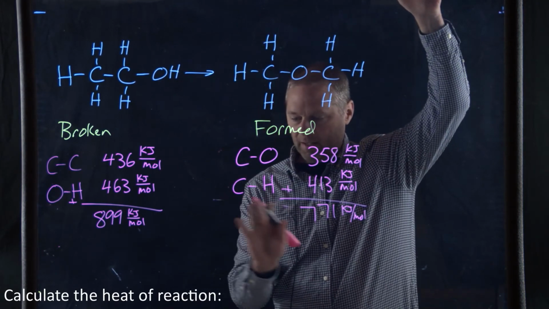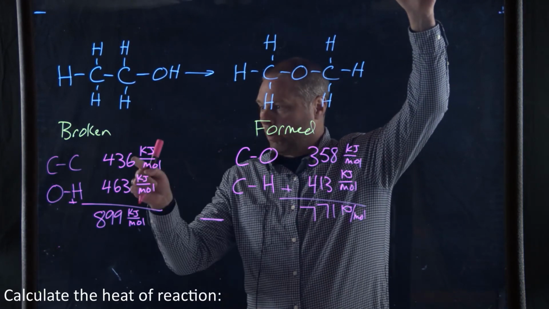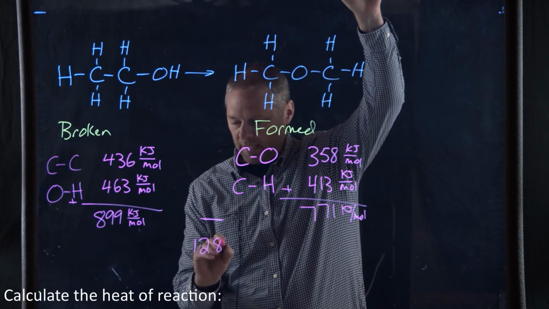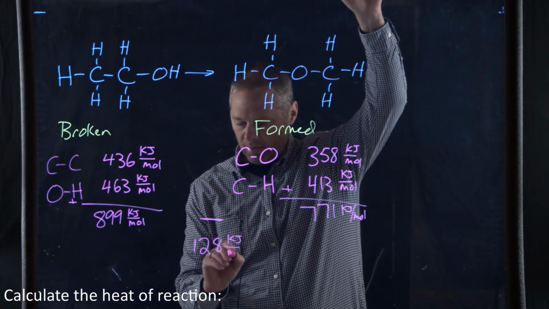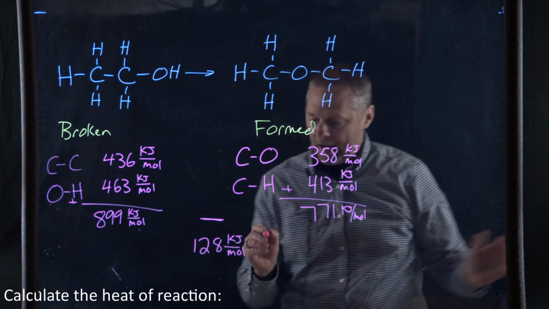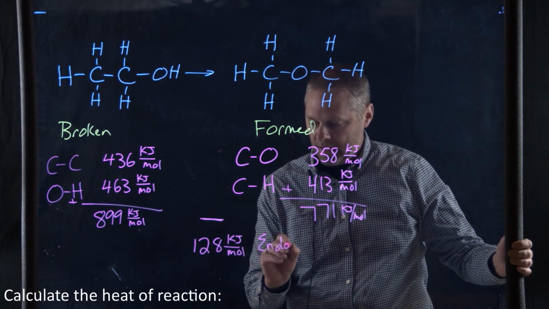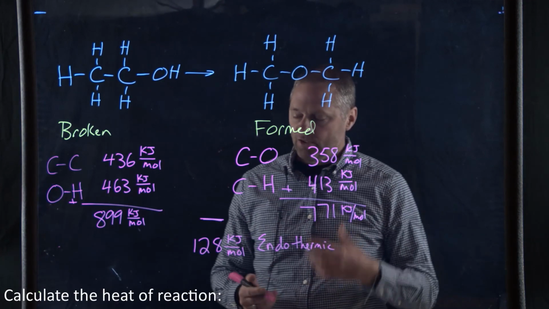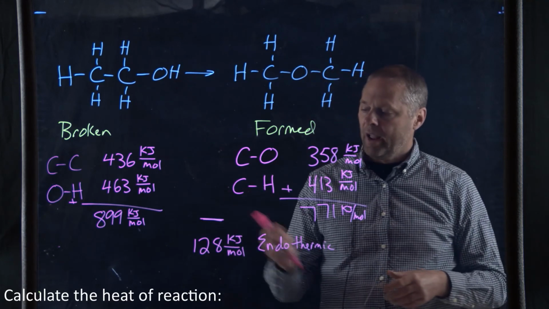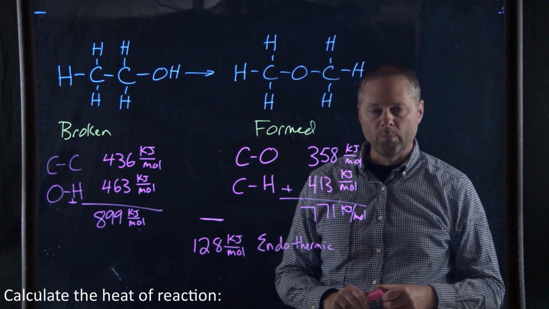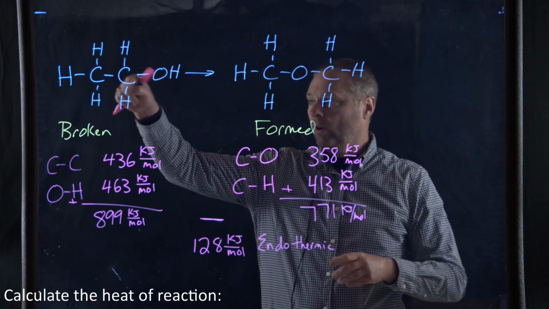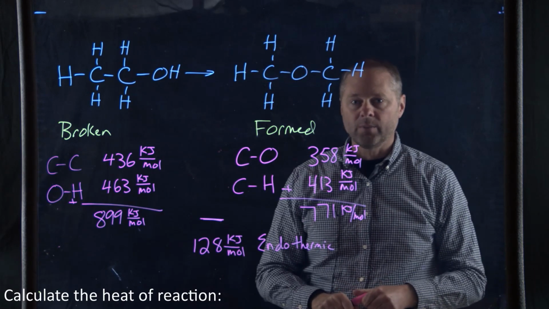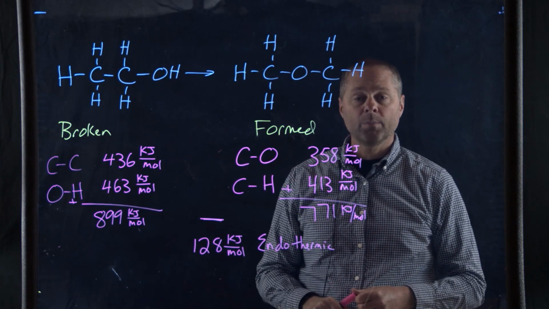Now, oops, it's kind of a bad line there. You take the broken minus the formed, and when you do that, you get 128 kilojoules of energy per mole. Now, since this is positive, this is going to be endothermic. And so that means in order for this transition to occur, there has to be put into it 128 kilojoules per mole of energy for every mole of ethanol you're starting with, and to produce a mole of dimethyl ether. All right? If you have any questions on bond enthalpies, please let me know.